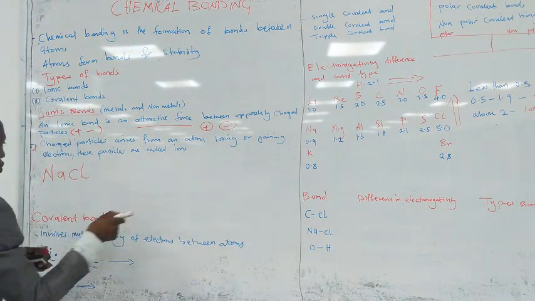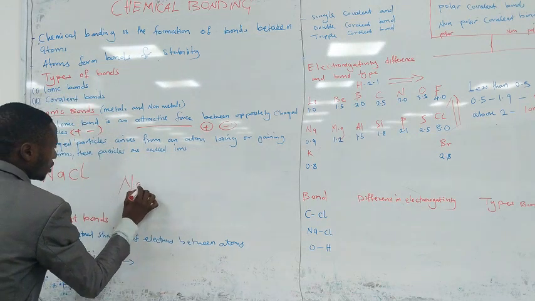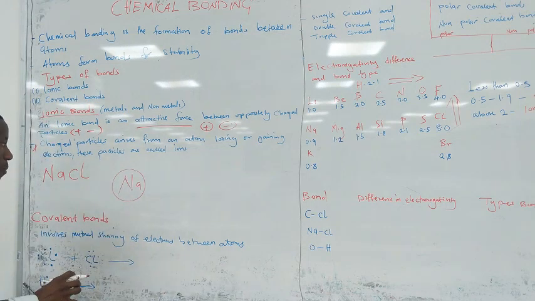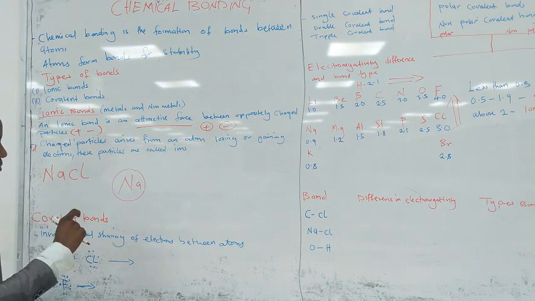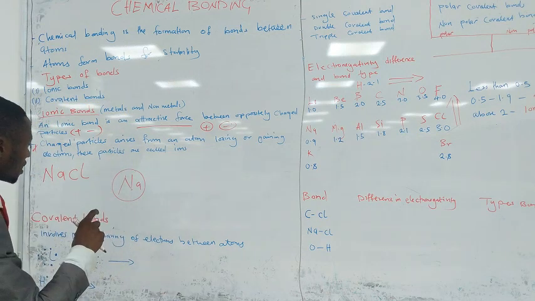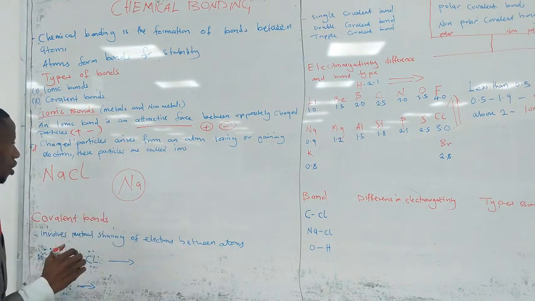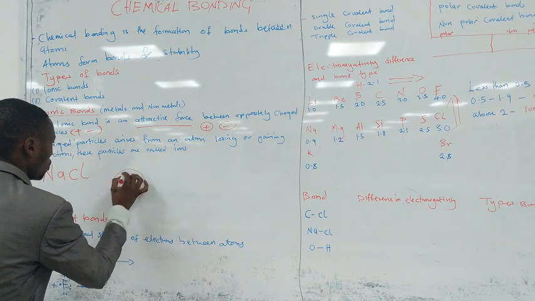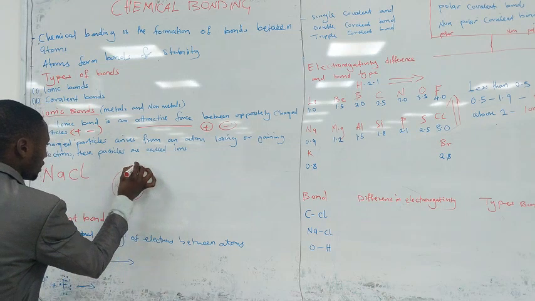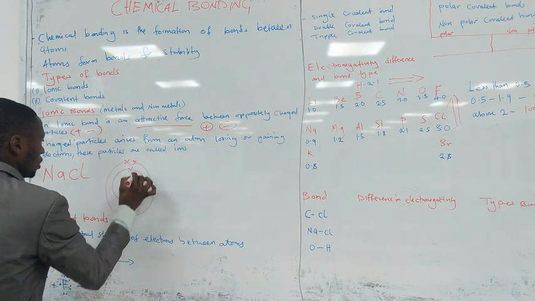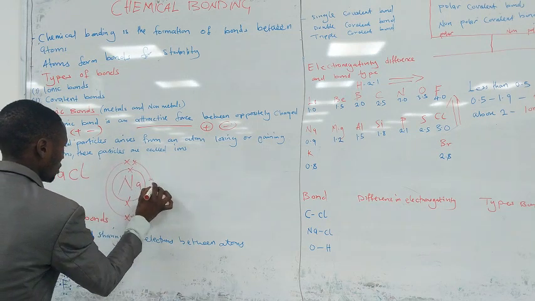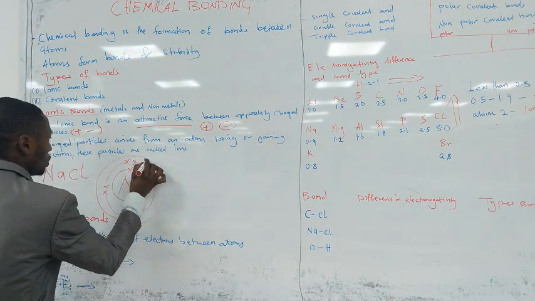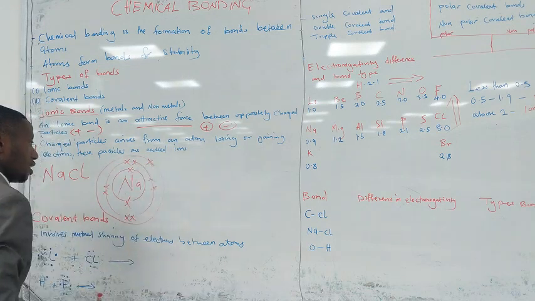Let's draw the electronic configuration of sodium. We know that sodium has one electron in its outermost shell. To reduce confusion, let's draw the whole of it. So we have that, and also we have 8 in the second shell, and in the last shell we put one electron.